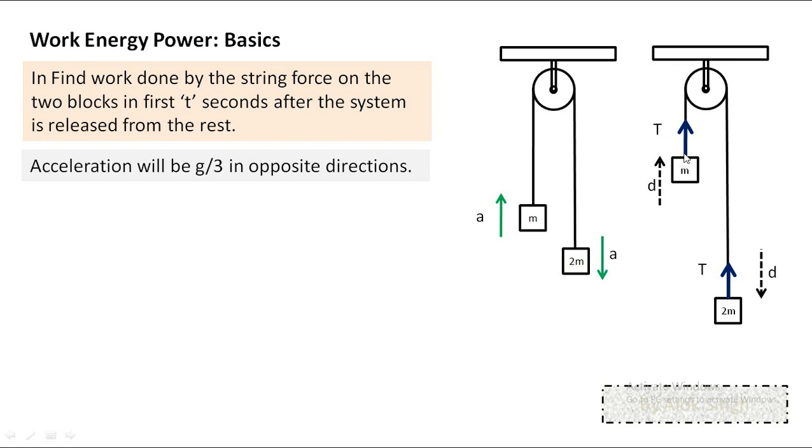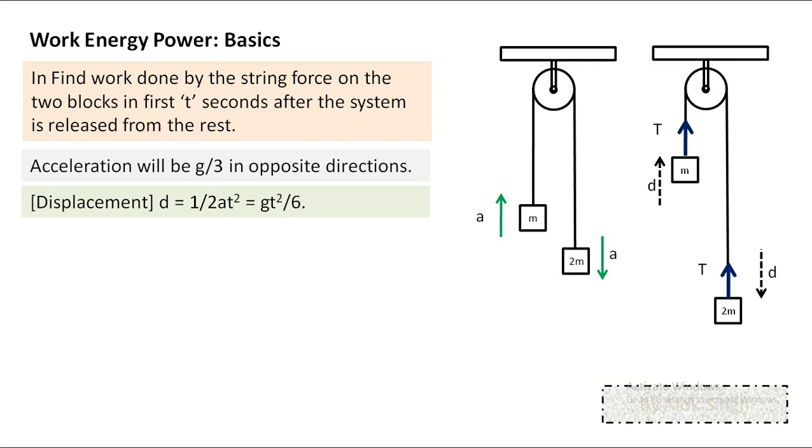And this is the direction in which the force acts. So tension or string force on m is in the upward direction, and string force on 2m also is in the upward direction. So what is magnitude of displacement? Using 1 by 2 a t square, we substitute the value of acceleration g by 3. Displacement d, its magnitude, is equal to g t square by 6.